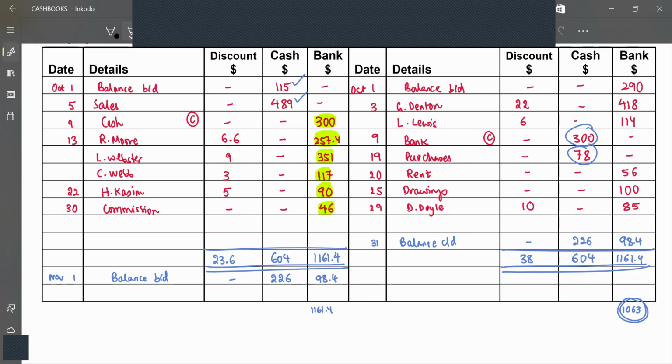The positioning of balance carried down and balance brought down has been an issue. Please make sure that you don't forget how to place the balance brought downs and balance carried downs. Please make sure that you put down your dates for your examinations. And if you have any queries, please let me know.